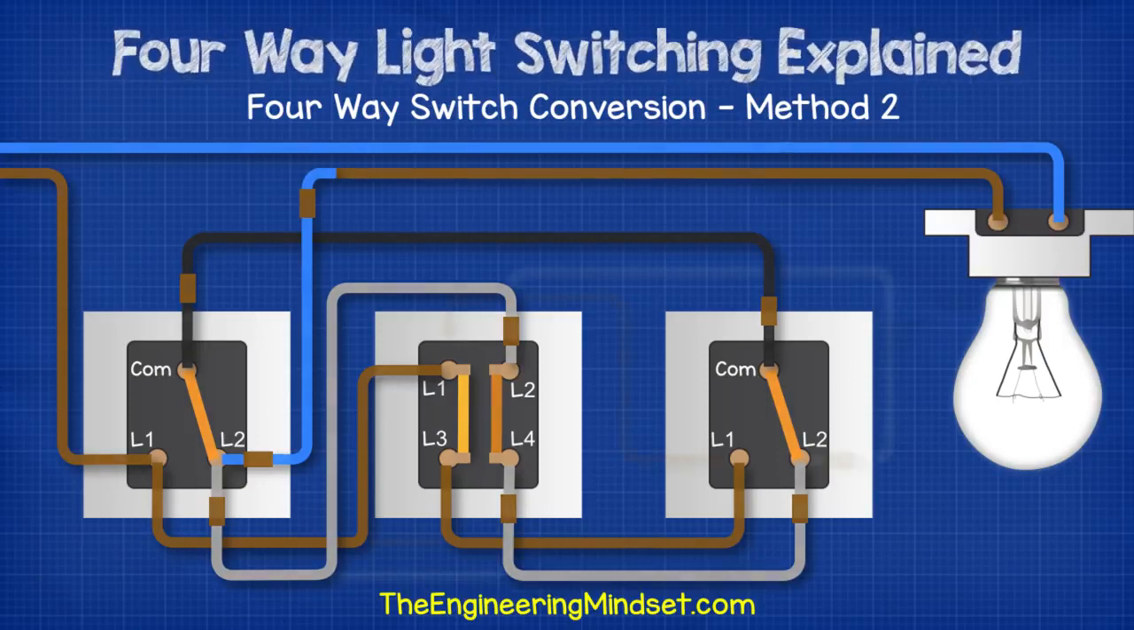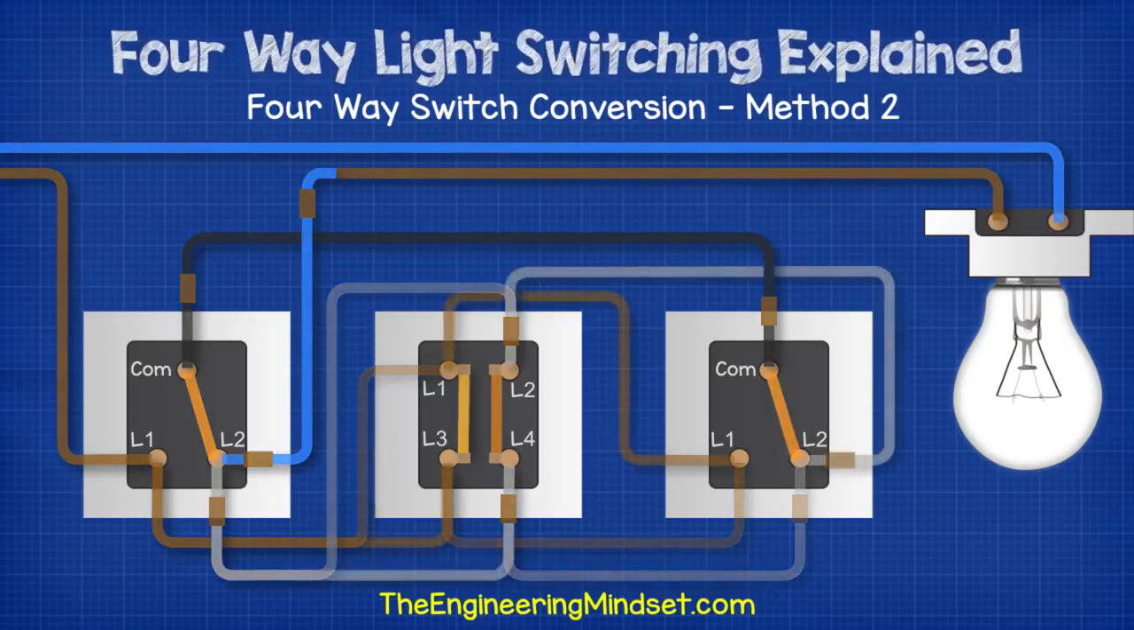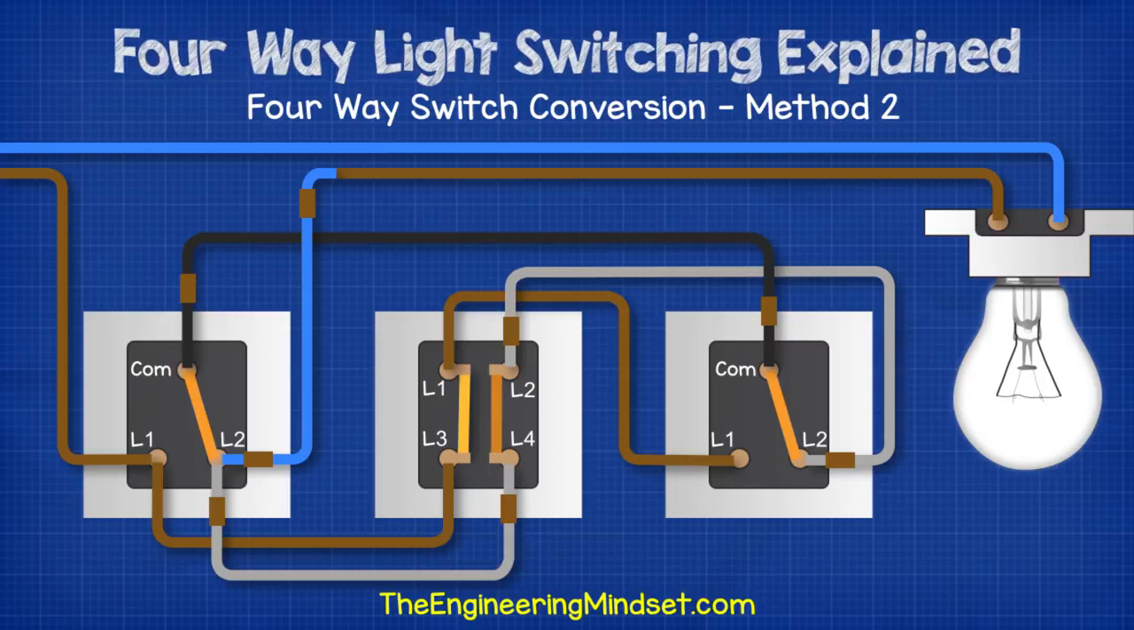This method is a variation of the last one, where we use the same cables but change their route a little. We have the live into L1 of switch 1, then a brown wire from L1 of switch 1 to L3 of switch 2, then another brown wire from L1 of switch 2 to L1 of switch 3. Then we have the grey wire from L2 of switch 1 to L4 of switch 2, then another from L2 of switch 2 to L2 of switch 3. We then have a black wire between the two commons, and finally the blue wire back to the lamp circuit.